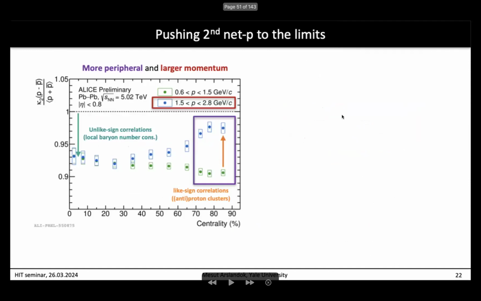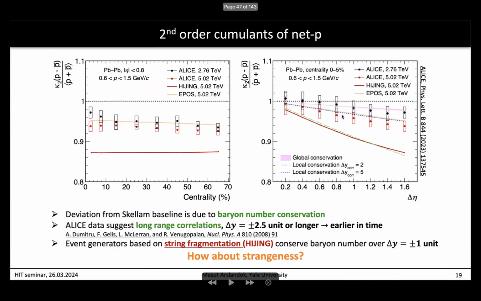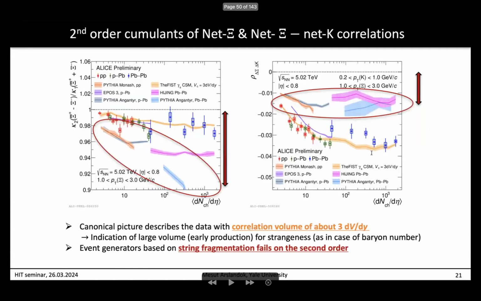And I'm a little bit lost. From page 19 to page 21, what do we learn? So from here? Yes. Yeah, the volume that I have here is 3 dy by. Okay. And the data can be described with this volume, but the hadronization model, which is this Lund model again, cannot describe it. Okay. And then here I do the same thing.